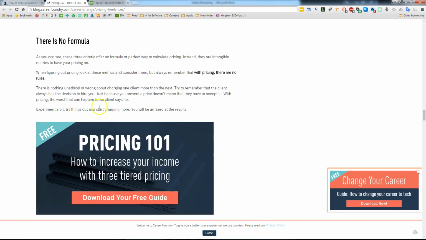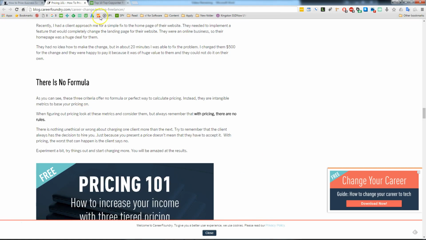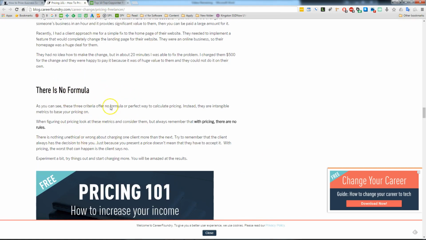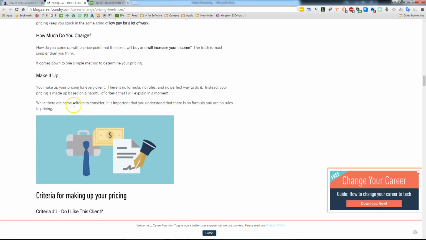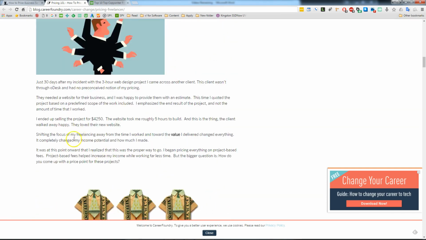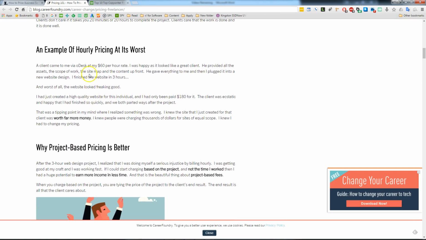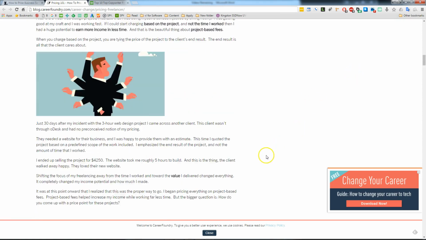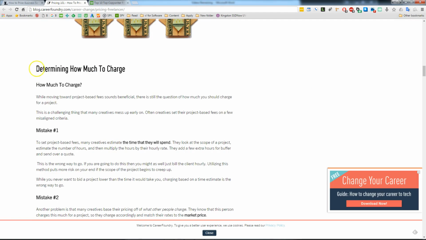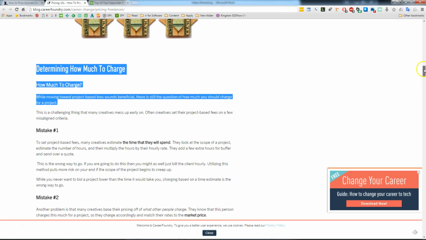And again, to wrap up, this is a very good article. I recommend reading this article. There is no formula. The only thing I don't like about this article is that I don't like making the blanket statements about what's better, hourly pricing or project-based pricing. From here on, I would say read on from determining how much to charge.